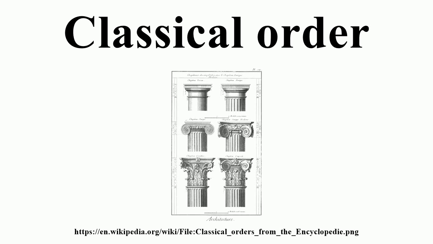Ionic Order. The Ionic Order came from Eastern Greece, where its origins are entwined with the similar but little-known Aeolic Order.